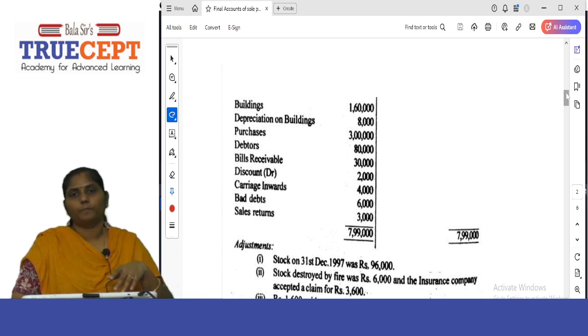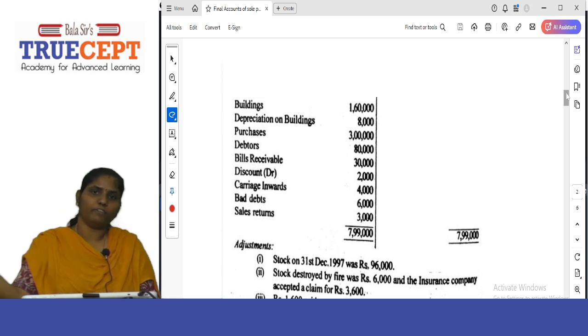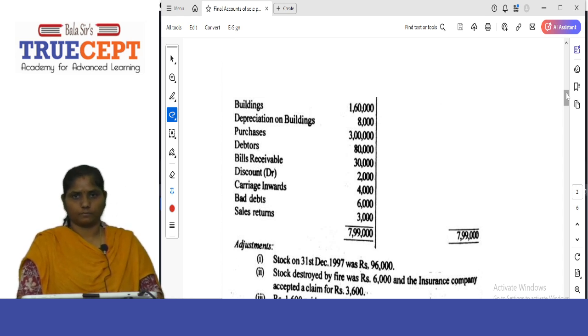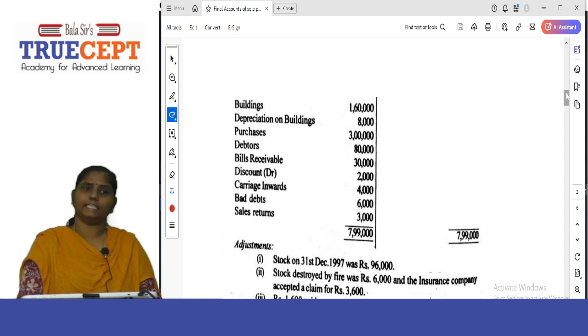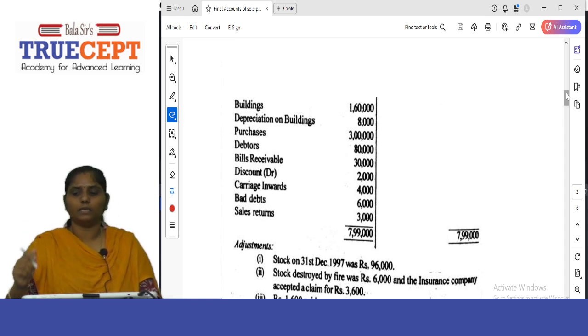Carriage inward. Inward, therefore it is what? It is a direct expense. Why is it a direct expense? Because the goods are carried in, right? When we purchase, only then will the goods be carried in. Therefore, it will be my direct expense. It will affect my trading account. Next comes bad debts. Profit and loss account, it's a loss. Then comes your sales return, subtracted from the sales in the trading account.